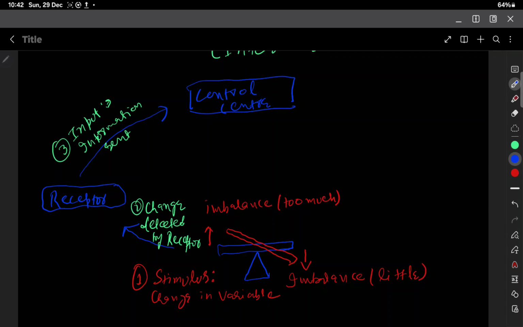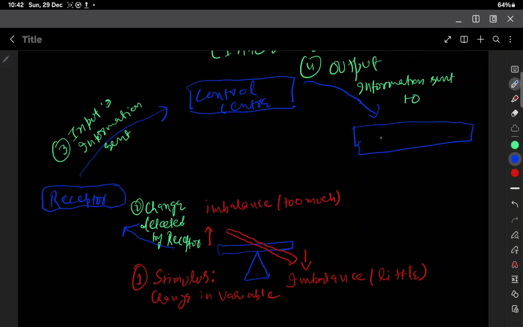Then we will give the examples also. So this input is sent to the control center. Now what happens in the control center? What will the control center do? I will write it as 4th here: there will be output. First the input was the change. Now what is the output? Information is sent to the efferent pathway, to the effector, which will act.